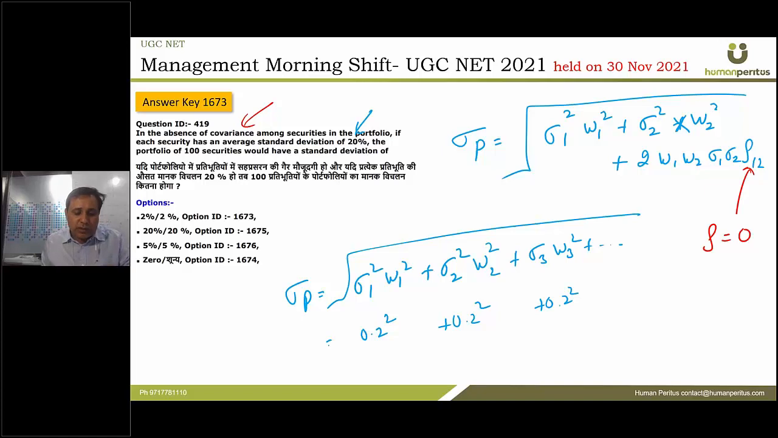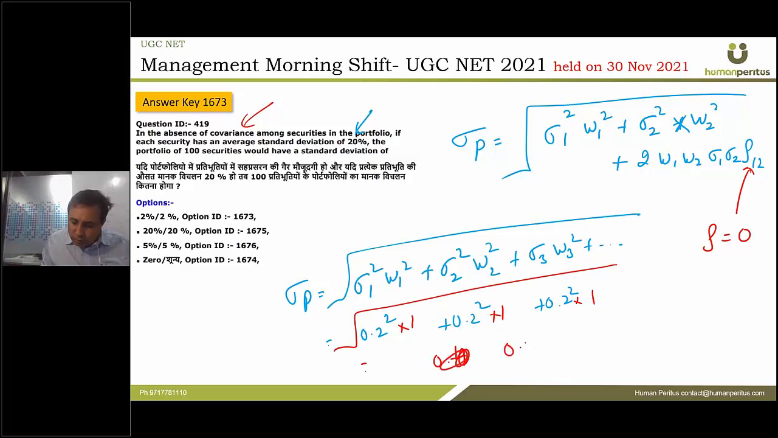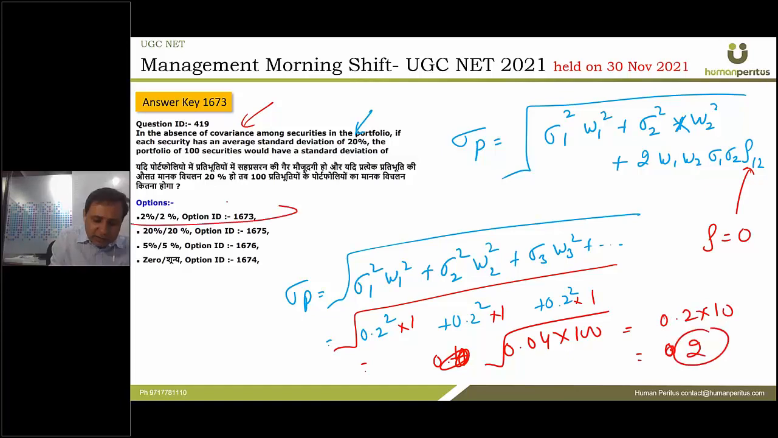So because there are 100 securities, we take the weight of each as 1/11, and into 1 into 1 into 1. So you will do like this. What will come inside? 0.04 into 100, times under root. If you calculate this, you get 0.2 into 10, which will come out to be 2, and therefore the correct answer is what?